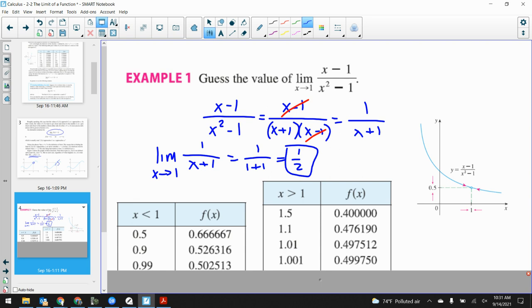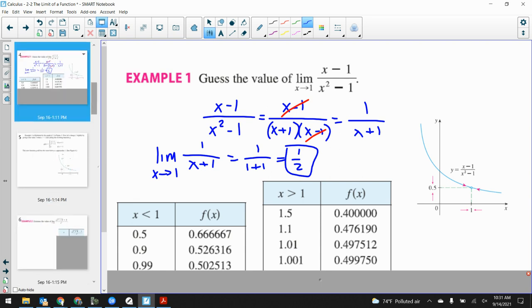Now, this is a unique case where it reduced down and it was nice and rainbows and unicorns, but everything isn't like that. Okay, this was just a unique case that it could reduce down, and then we were able to plug in 1. Okay, so let's take a look.